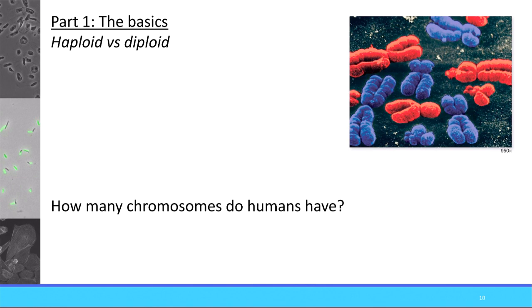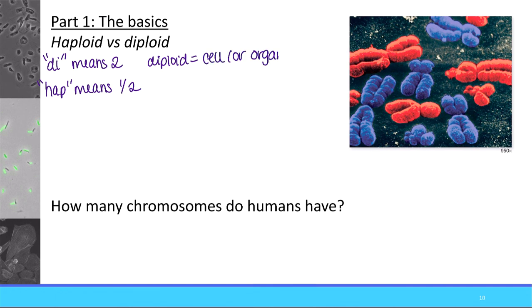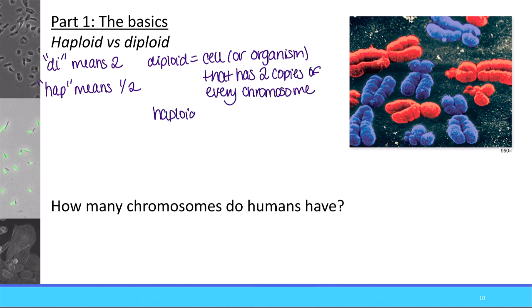Okay, we're almost done with terminology. The next set of terminology that we're going to talk about is this idea of haploid versus diploid. The di from diploid means 2, and the hap from haploid means half. So diploid refers to a cell or an organism that has 2 copies of every chromosome, whereas haploid refers to a cell or organism that has 1 copy of every chromosome.